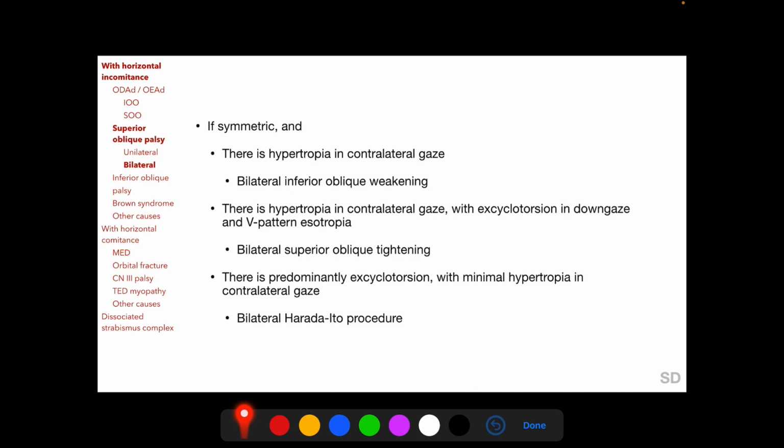But if the bilateral symmetric superior oblique palsy has predominantly excyclotorsion, with the hypertropia in contralateral gaze to either side being minimal, a bilateral Harada-Ito procedure is done, in which the anterior fibers of the superior oblique tendon are transposed anteriorly and laterally to improve the intorsion action of both superior oblique muscles.